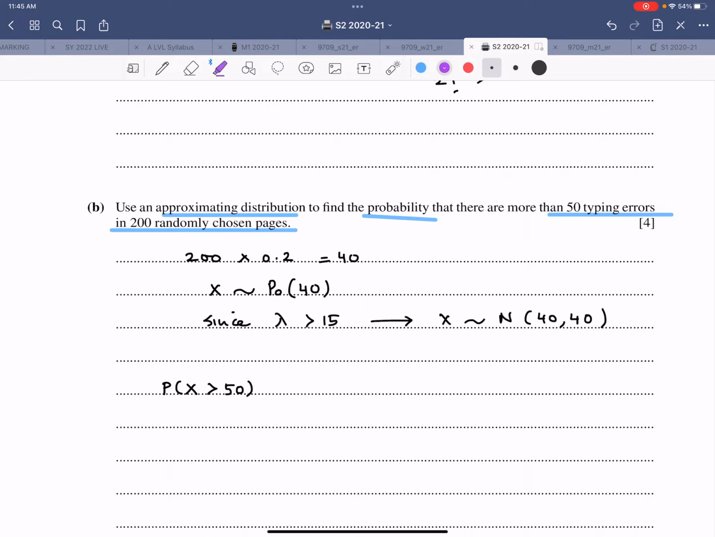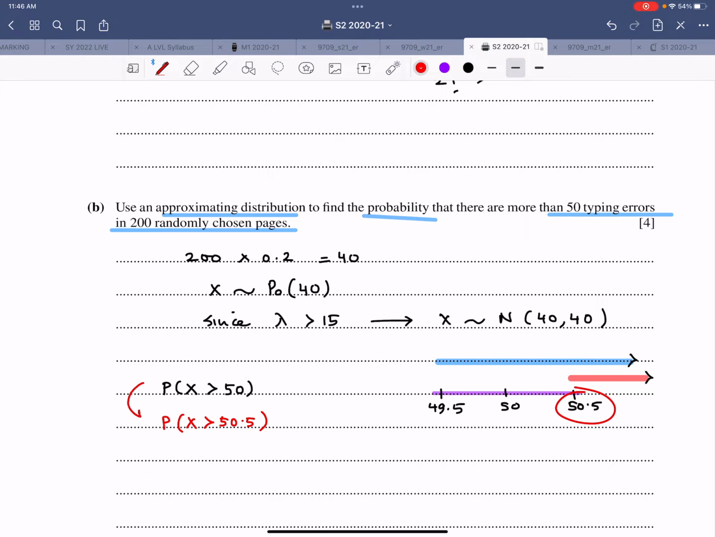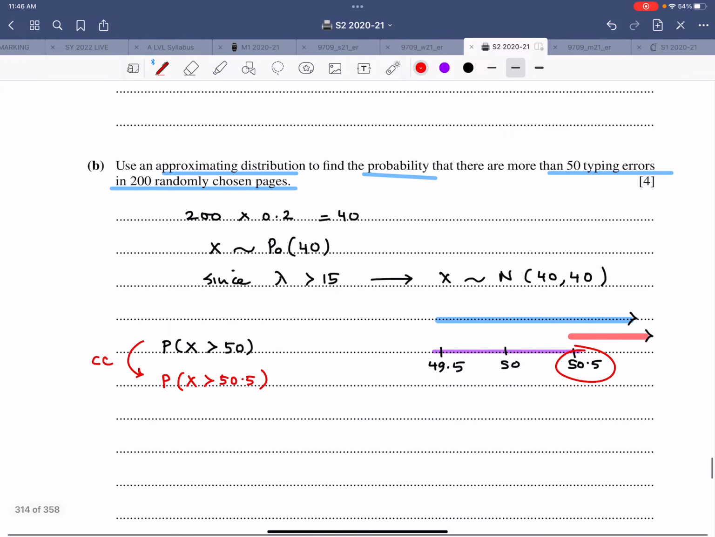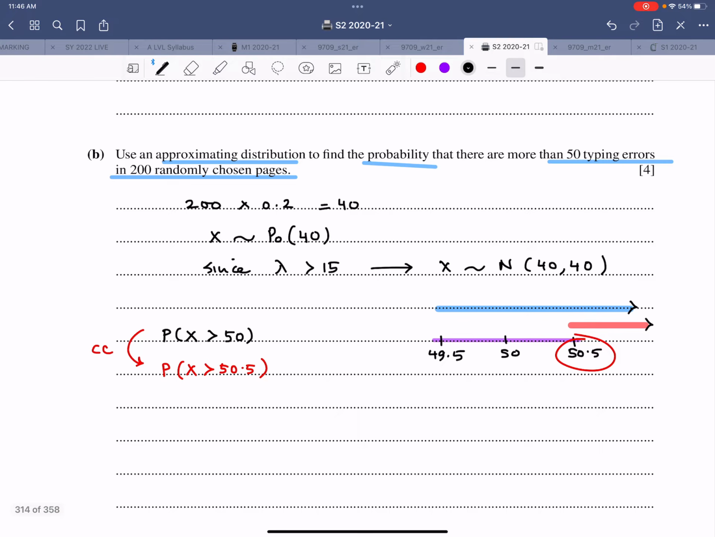Draw a number line, mark 50, mark the boundaries 50.5 and 49.5. Mark two number lines. One number line is emerging like this, the other like this. Which one is the relevant one for us? Since X is greater than 50, which does not include 50, therefore 50.5 is the right one. X is greater than 50.5. Continuity correction. Make sure that you explain it to the examiner. So this is normal approximation to Poisson.